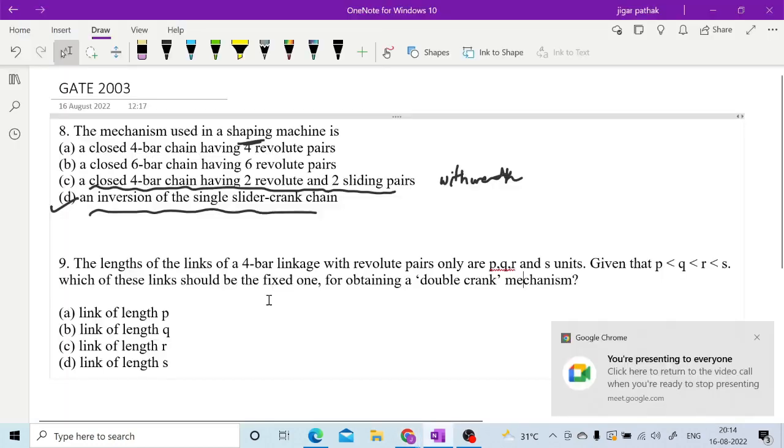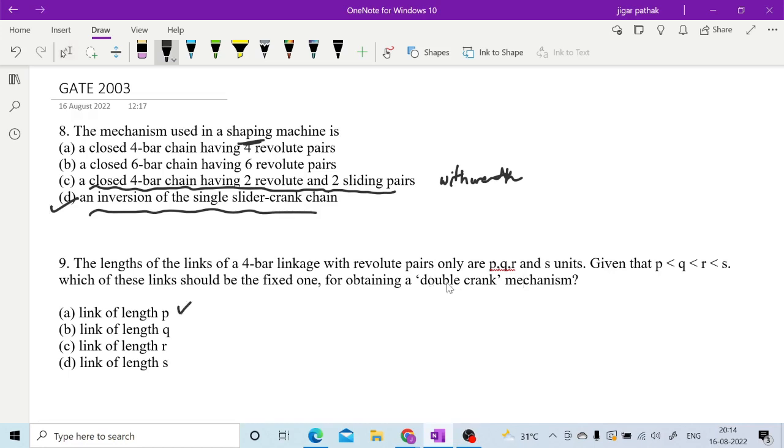Many of you have given the correct answer: the link of length p must be fixed in order to get this double crank mechanism, because we are fixing the smallest link, that is link p. So, correct answer.